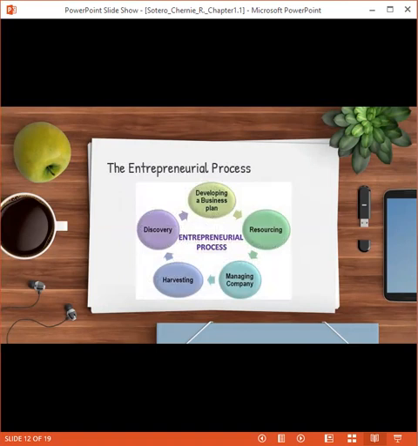So entrepreneurship is a continuous process that needs to be followed by entrepreneurs to plan and launch new ventures more efficiently. So here is the entrepreneurial process. First is discovery, followed by developing a business plan. Third is resourcing. Fourth, managing the company. And lastly is harvesting. Just like what I've said earlier, this is a continuous process. It is a never-ending process.